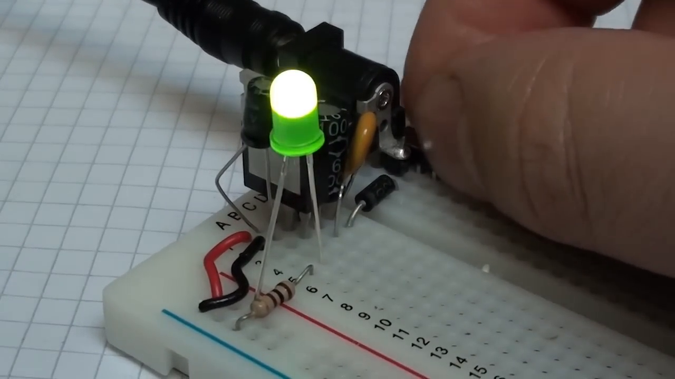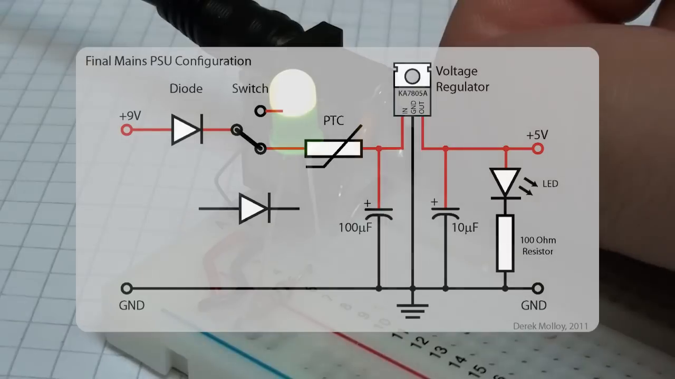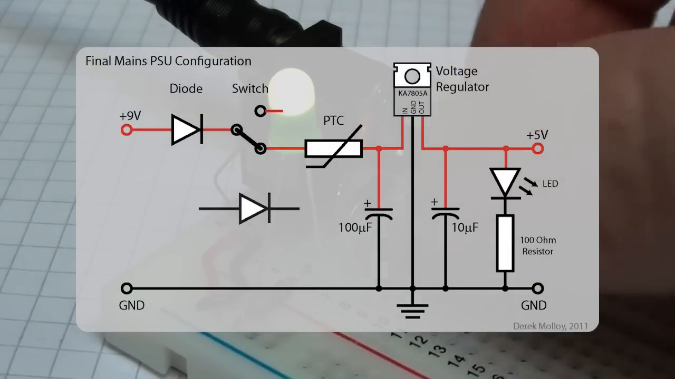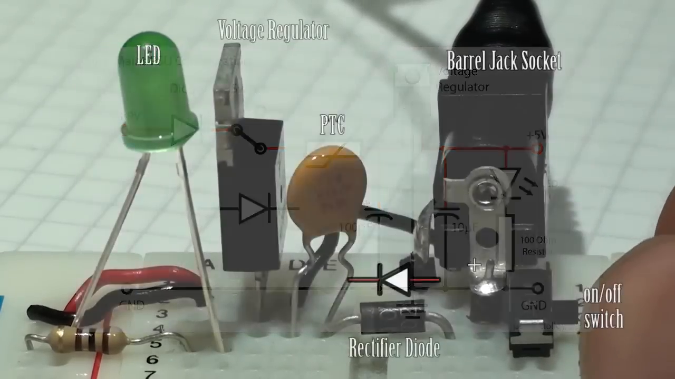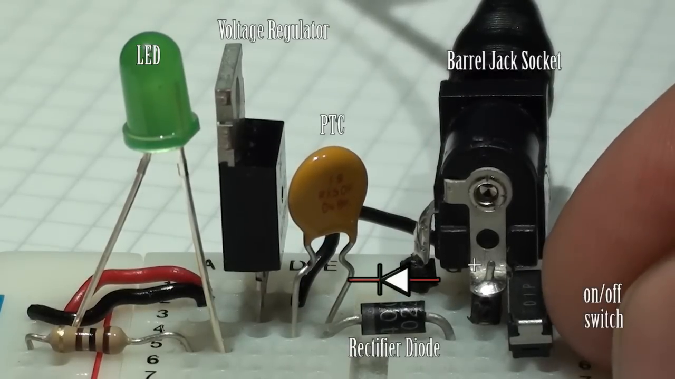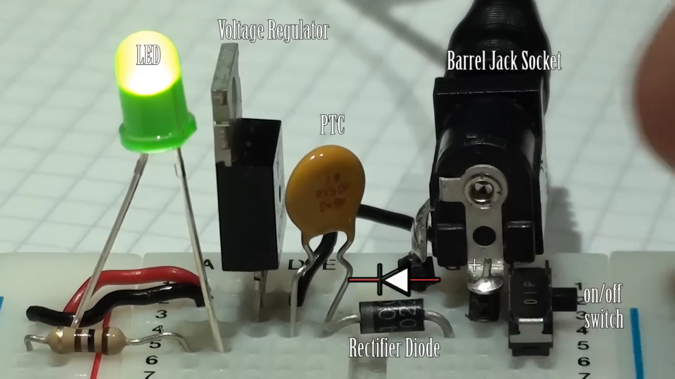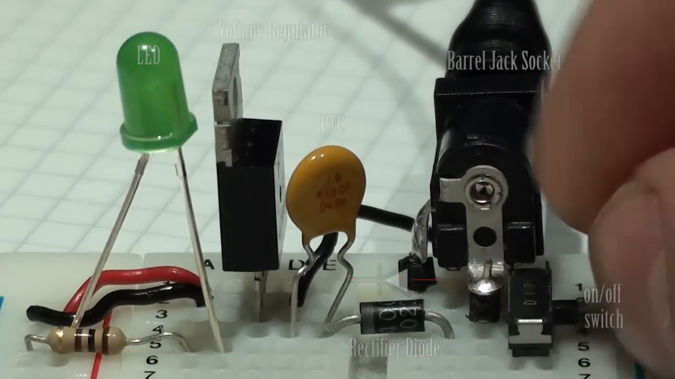My power supply is based on a circuit that I've set up in a previous video. It uses a voltage regulator, an LM7805 or KA7805, along with a resettable fuse, a diode just in case, a power switch to allow us to turn on and off the power, and it also comes with an LED just to indicate that the power supply is on or off.